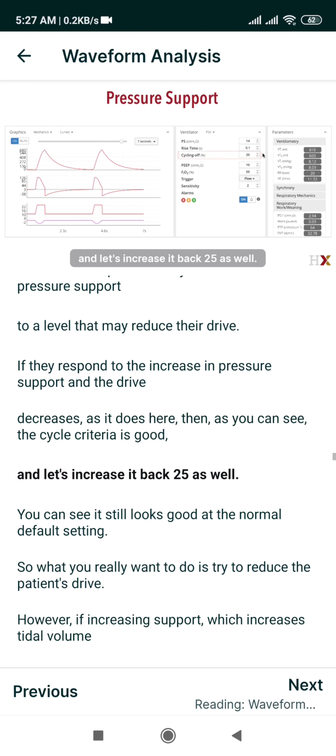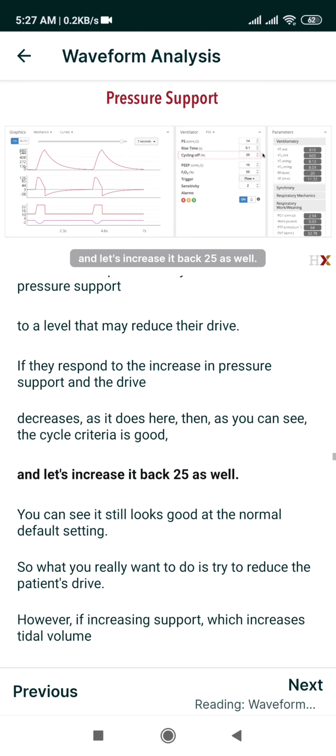So what you really want to do is try to reduce the patient's drive. However, if increasing support, which increases tidal volume delivery to the patient, does not decrease the drive, you really have to be concerned whether or not the patient is causing potential injury to themselves.